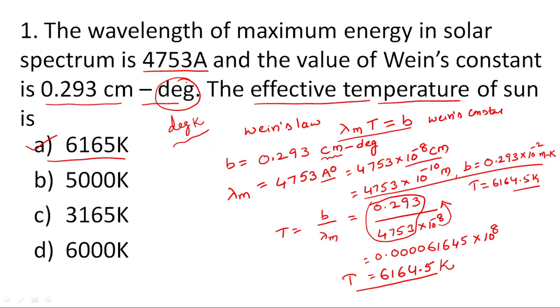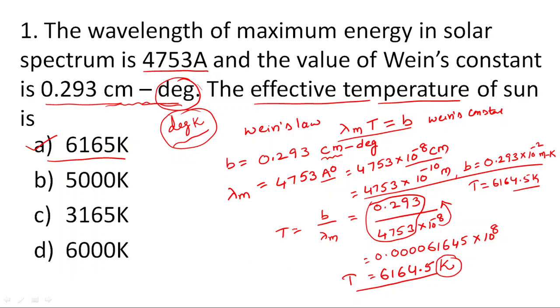To confuse the candidate or student, the b value is given in the Celsius system. So there is no need to change the temperature, whatever it may be, given in degrees or Kelvin. We need not change Kelvin into centigrade or centigrade into Kelvin. Whatever you get, the answer is on the Kelvin scale. So our option is 6165. So option A is the correct answer.